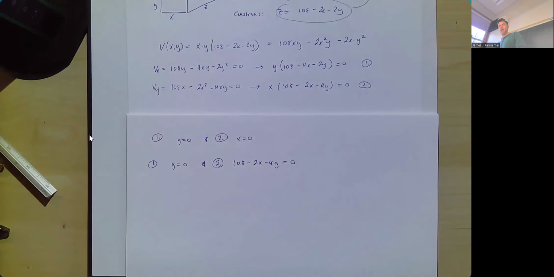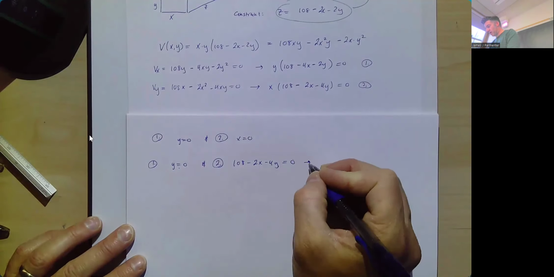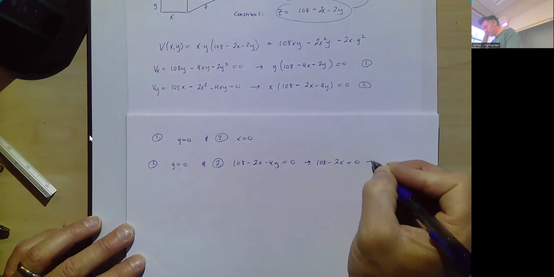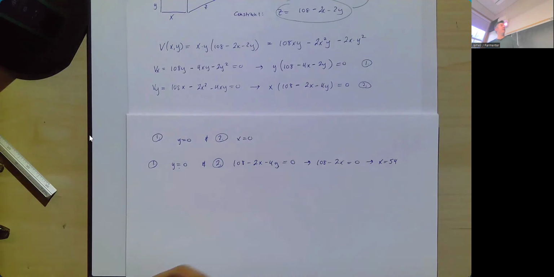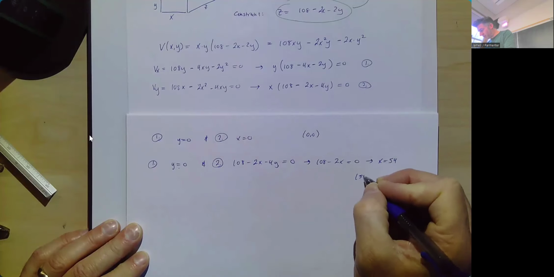But then again, I'm doing too much work here, but I want to do it anyway. And then since y equals 0, that's going to be 108 minus 2x minus 0 equals 0. So you get x equal to 54. Again, not a very useful critical point in this context, because we don't want to have a box that has 0 volume. But if this was just a regular function you're looking for critical points, 0, 0 would be a critical point. So would 54, 0.